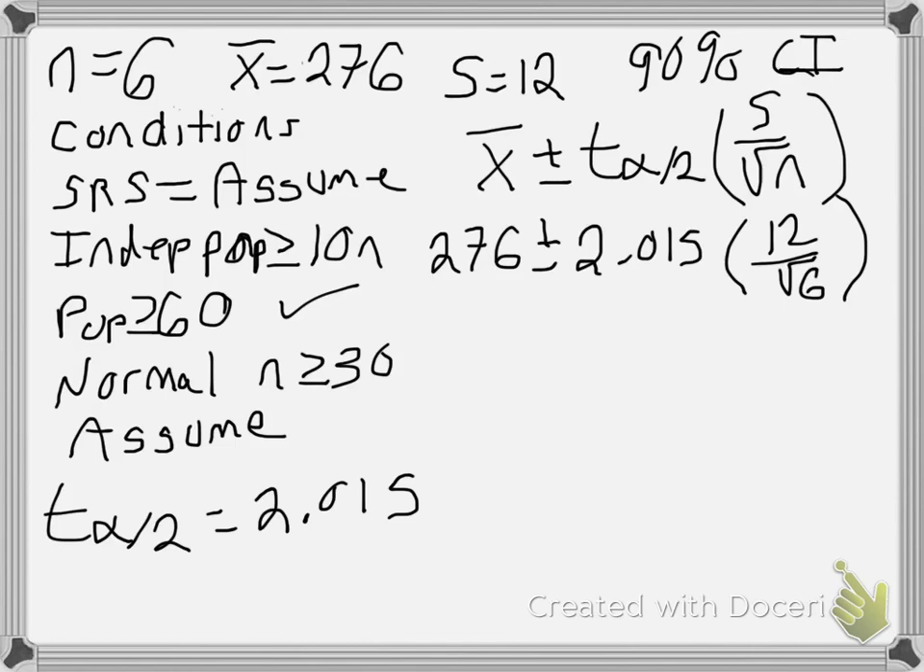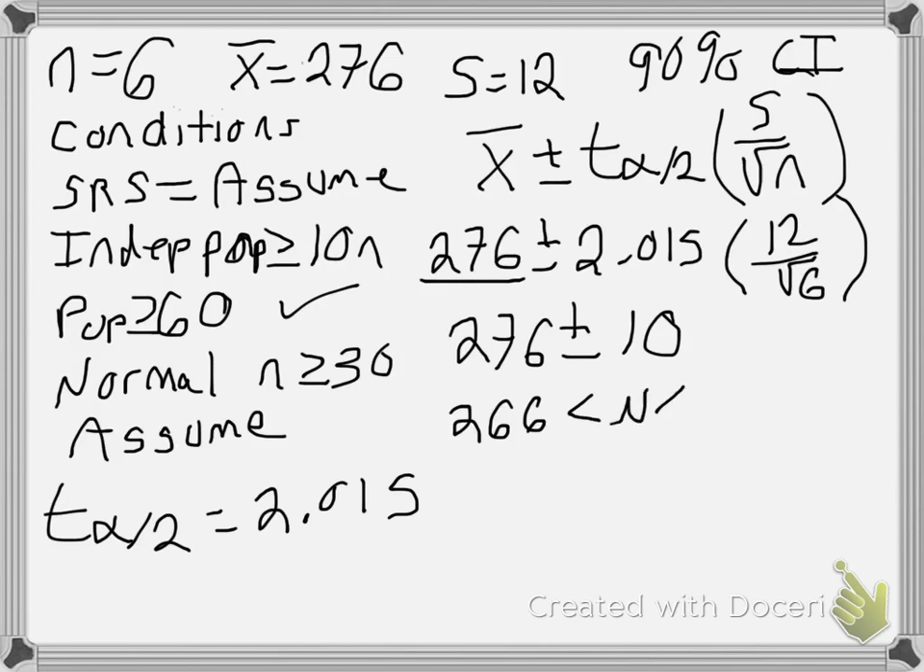Okay, so, ladies and gentlemen, once again, what is x bar? It goes to the whole number, so I can do 276 plus or minus. When I do this multiplication and everything, the nearest whole number is 10. So that means our confidence interval is going to be 266 is less than mu, which is less than 286. Because again, we're doing a confidence interval on a mean.